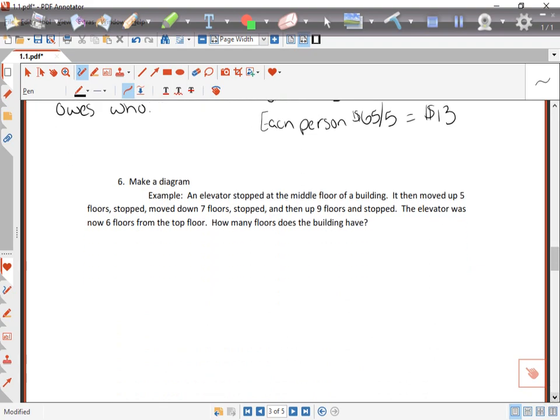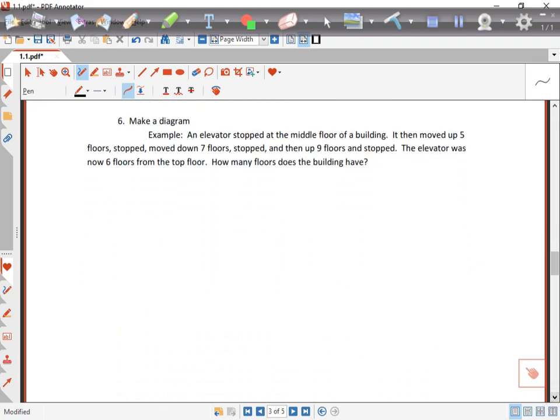The next one's make a diagram. Draw a picture. An elevator stopped at the middle floor of a building. It then moved up 5 floors, stopped, moved down 7 floors, stopped, and then up 9 floors and stopped. The elevator was now 6 floors from the top. How many floors does the building have?